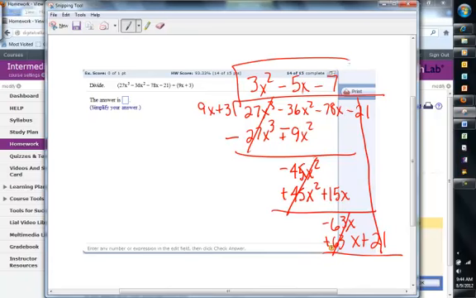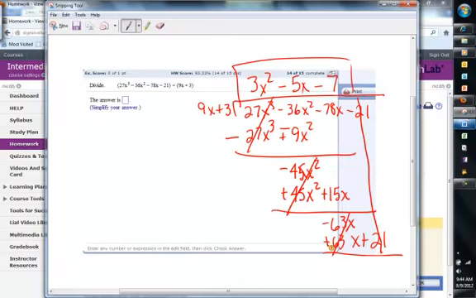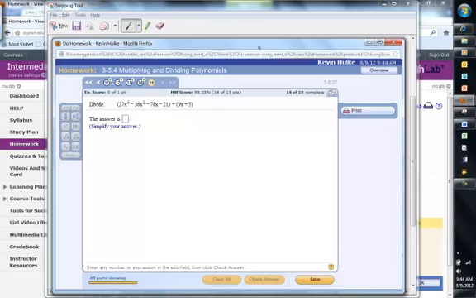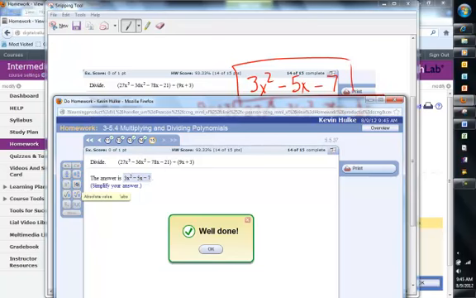So here's our answer. So our answer is 3x squared minus 5x minus 7. And that is the end of the lesson.